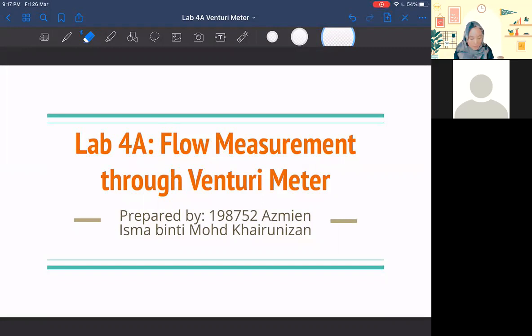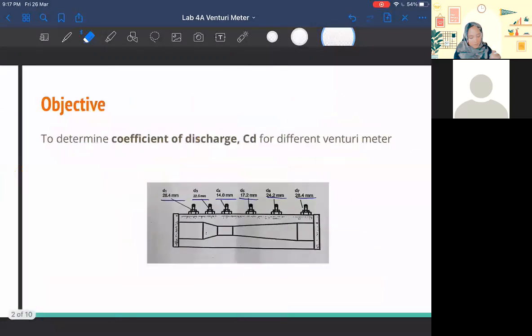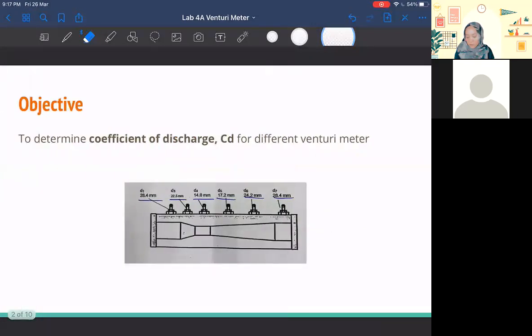I'm going to present on lab 4A, which is flow measurement through Venturi meter. Moving on to the objective of this experiment: to determine the coefficient of discharge, CD, for different Venturi meters, that is, different diameters. So we can see here is the example of Venturi meter used in this experiment.